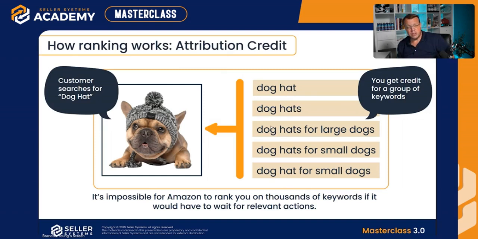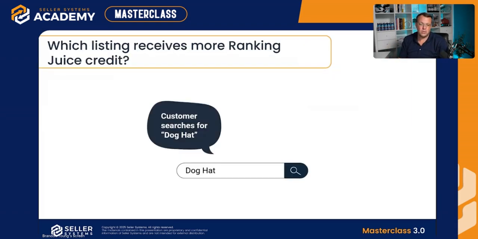So that's a really important concept for you to understand, is that you don't need to make a click, an add to cart, and a sale on every single keyword to rank for it. Because Amazon's going to give you credit for thousands of keywords every time there's an action. And it's understanding that general concept that's going to allow you to be smarter with your ad spend and to be able to try to get rank easier. So you're going to know how to build your listing smarter. You're going to know how to target your ads smarter because you understand how Amazon gives you attribution and ranking credit and ranking juice.